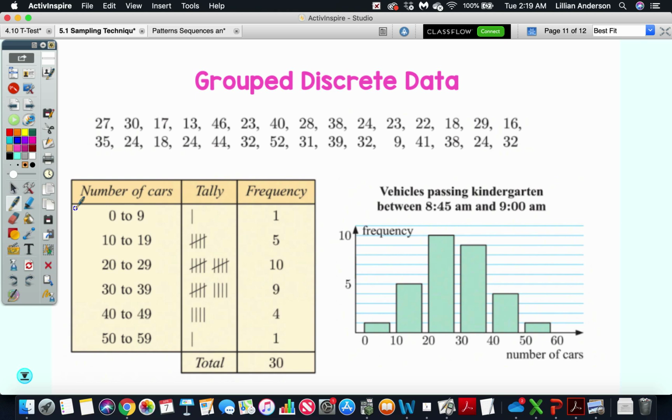The modal class would be the class that has the largest frequency, so that would be from 20 to 29. And we can also see it even from the bar graph off to the side. Again, the x-axis and the y-axis are labeled, the x-axis with your x values, which represent the number of cars, and your y-axis with the frequency of the cars themselves.